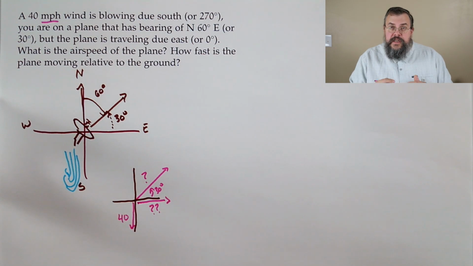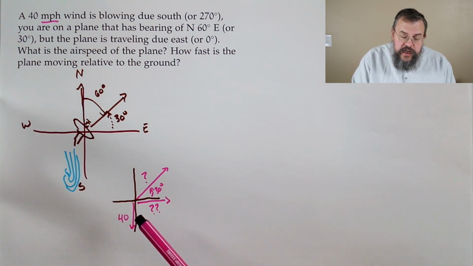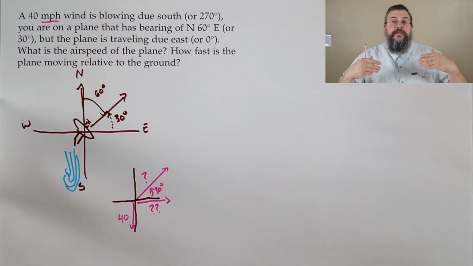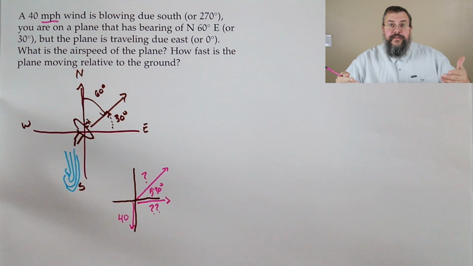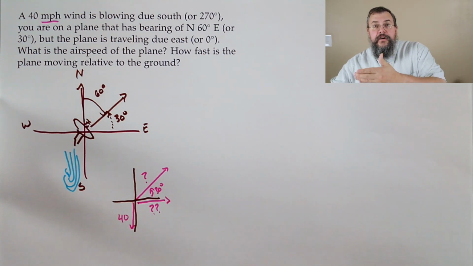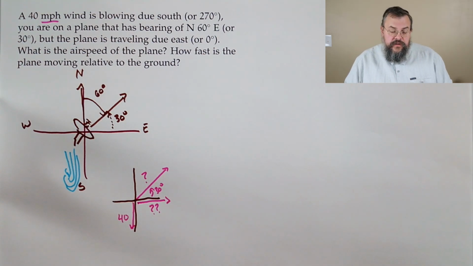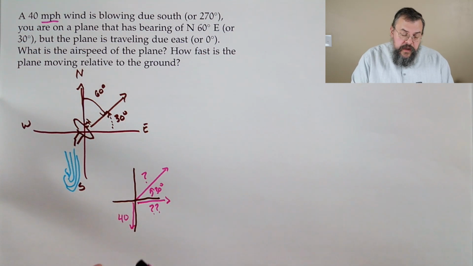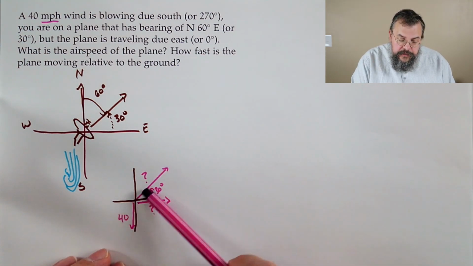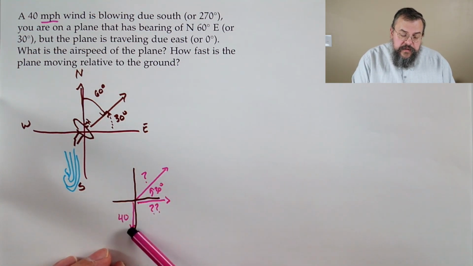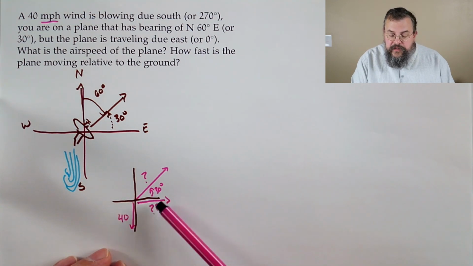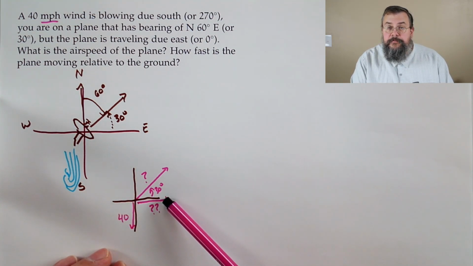So, what's the key idea? Well, the key idea is to say, if I want to understand how I'm moving relative to the ground, I just have to add the effects of moving through the air and how the air moves. Put another way, the vector of how the plane moves through the air plus the vector of how the air moves gives us the vector of how the plane moves relative to the ground.